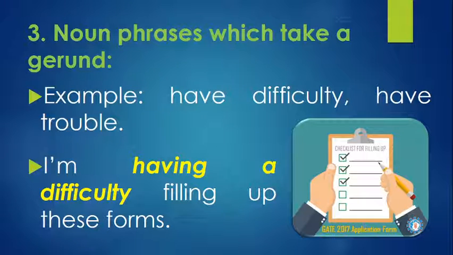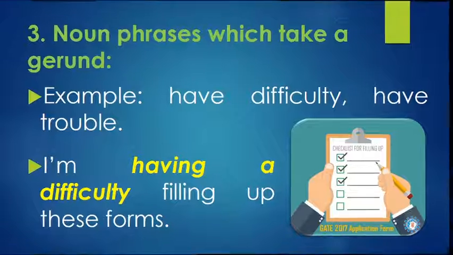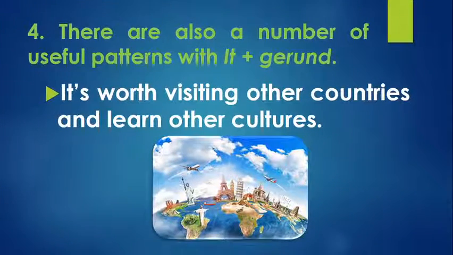There are some noun phrases which are always followed by gerunds. For example, I am having difficulty filling up these forms. The noun phrases have difficulty and have trouble are followed by gerunds. There are also a number of useful patterns which are followed by gerunds. For example, it's worth visiting other countries and learning other cultures.